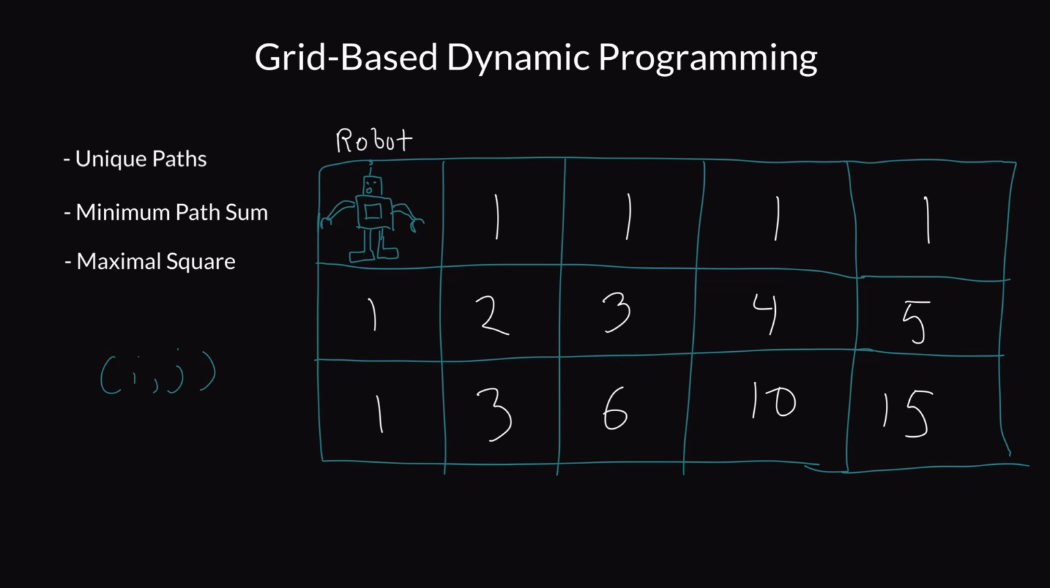In this example, we calculate that the robot can take 15 unique paths to get from here to here. At any point in our matrix, we calculate the maximum amount of unique paths we can take to get to a particular cell. Like here, we have 2 ways, and here we have 3, and so on. Similar to the knapsack problems, we also use our previous calculations to incrementally build up to our final solution. So that's basically grid-based dynamic programming.